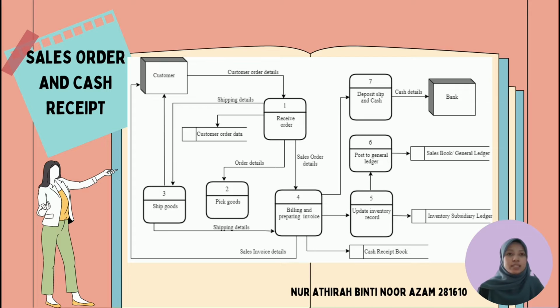And the last one is the cash receipt, where the billing and preparing invoice will send the cash receipt details to the deposit slip and cash process, and then the deposit slip and cash process will send the cash details to the bank. That's all from me.